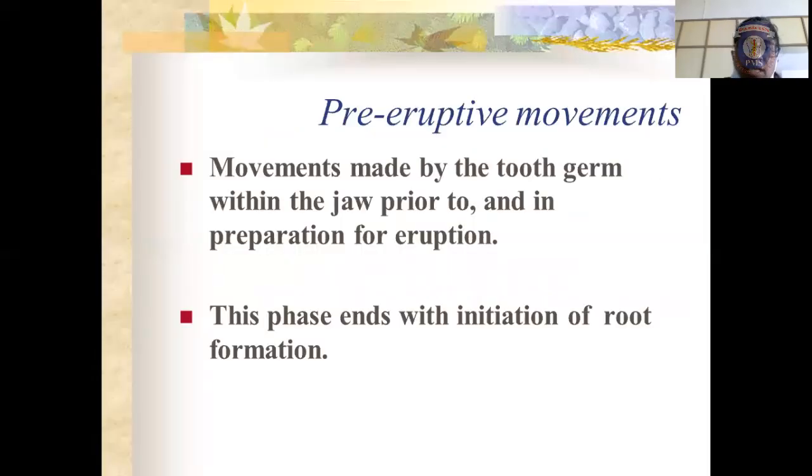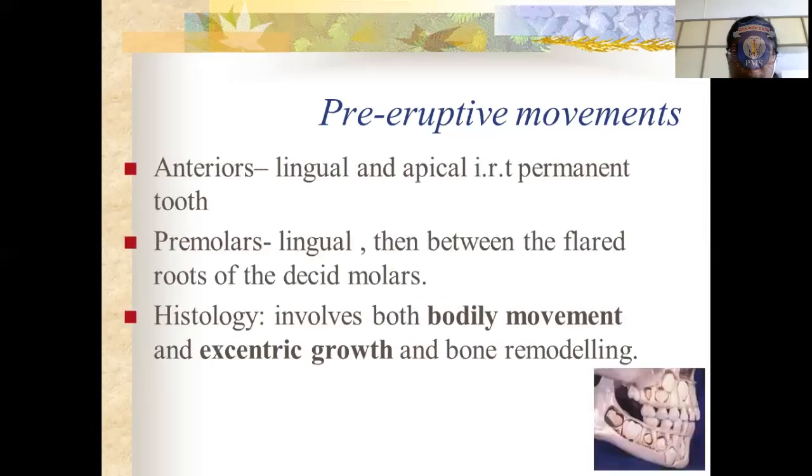Pre-eruptive movements are those made by the tooth germ within the jaw prior to and in preparation for eruption. This phase ends with the initiation of root formation. In the anteriors, the deciduous tooth germs are usually located in a slightly lingual position, and the permanent tooth buds are lingual and apical in relation to the deciduous tooth.